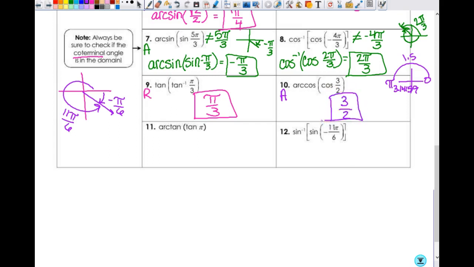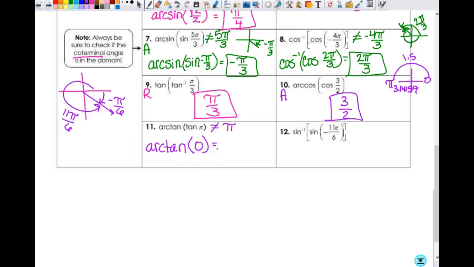The weird ones are the ones you have to be able to reason through. 11s, not so weird. Now the problem with 11 is that pi doesn't live between negative pi halves and pi halves, but all that means is that your answer isn't pi. But nobody asked you what the answer isn't, they're asking you what the answer is, right? So I'm going to take the arctangent, what is the tangent of pi? Zero. Tangent of pi is 0, so then I just want the arctangent of 0.